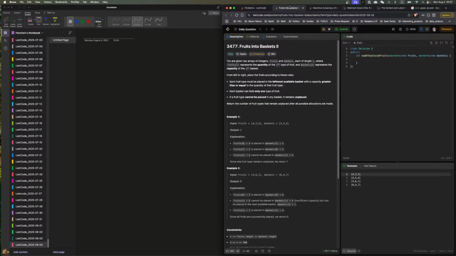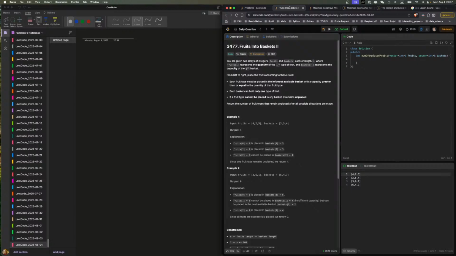From left to right, place the fruits according to these rules. Each fruit type must be placed in the leftmost available basket with a capacity greater than or equal to the quantity of that fruit type. Each basket can hold only one type of fruit. If a fruit type cannot be placed in any basket, it remains unplaced. Return the number of fruit types that remain unplaced after all possible allocations are made.